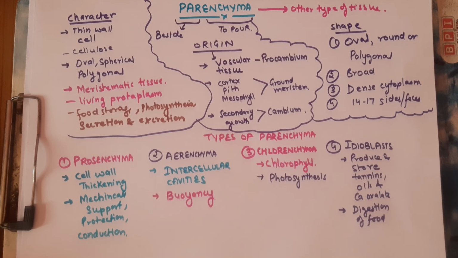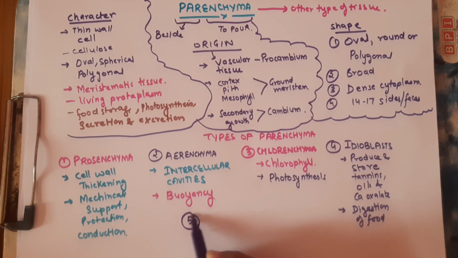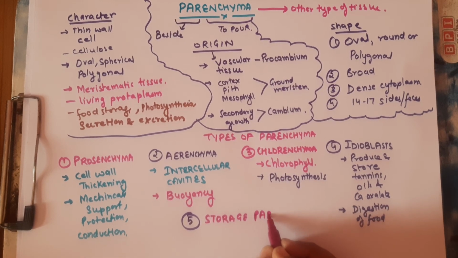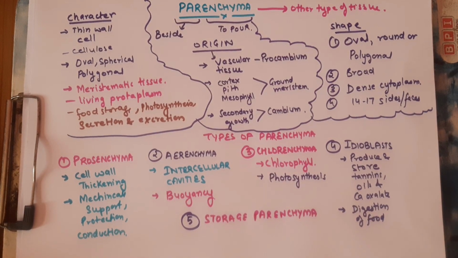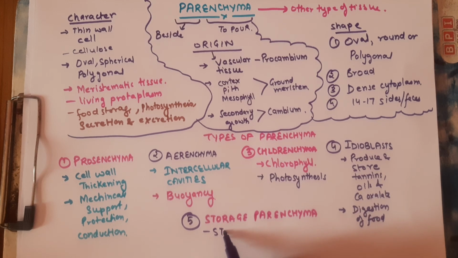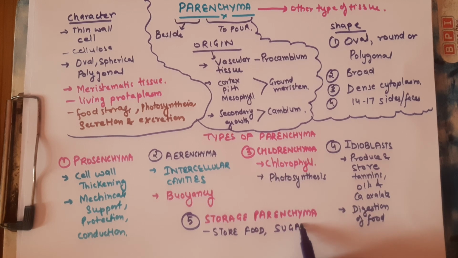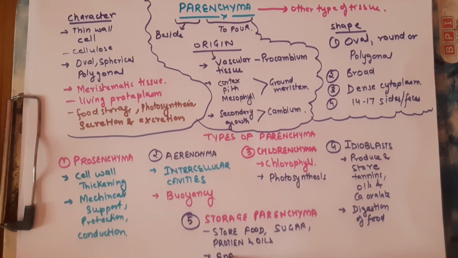And last but not least, the fifth type of parenchyma is the storage parenchyma. The name itself indicates that the purpose is to store food: sugar, protein, and oils. The example is the endosperm that is present in the seed and the fruit pulp.